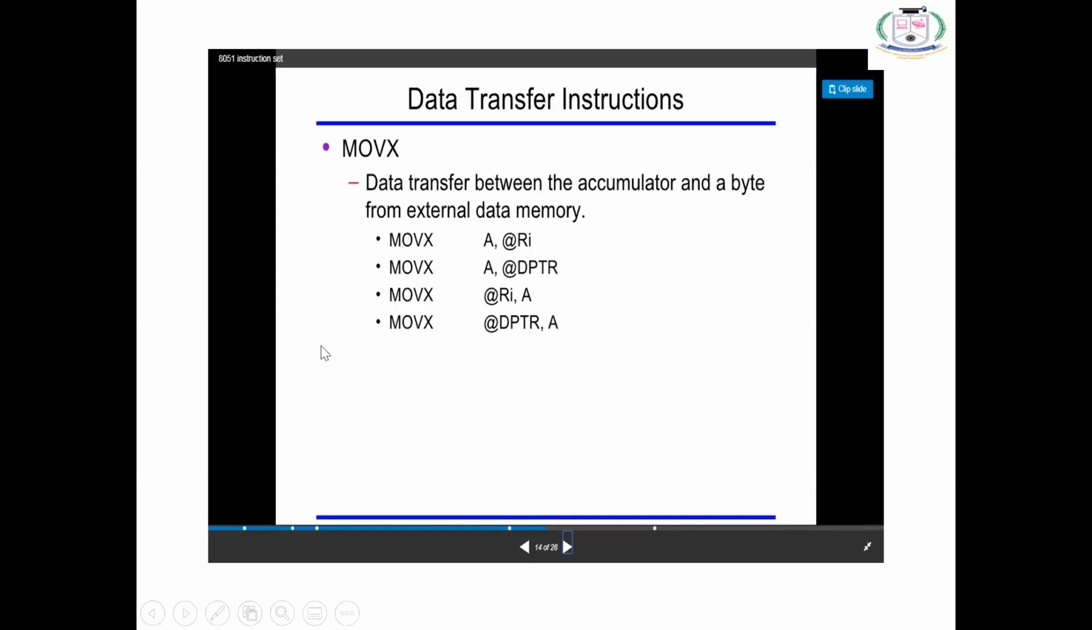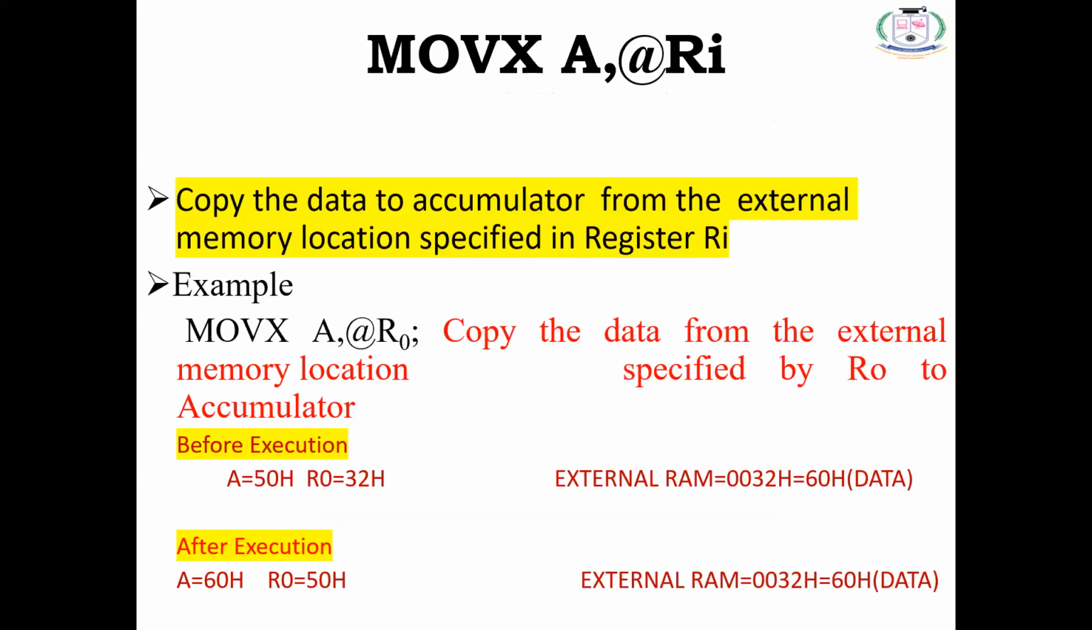Now X stands for external data memory. We have some instructions related to external memory. We have said that some instructions access internal code memory, and others external memory. For external memory, the symbol I have to use is X. Can you understand? So MOVX A, @Ri and MOVX A, @DPTR. We will see how we move the data. MOVX A, @Ri.